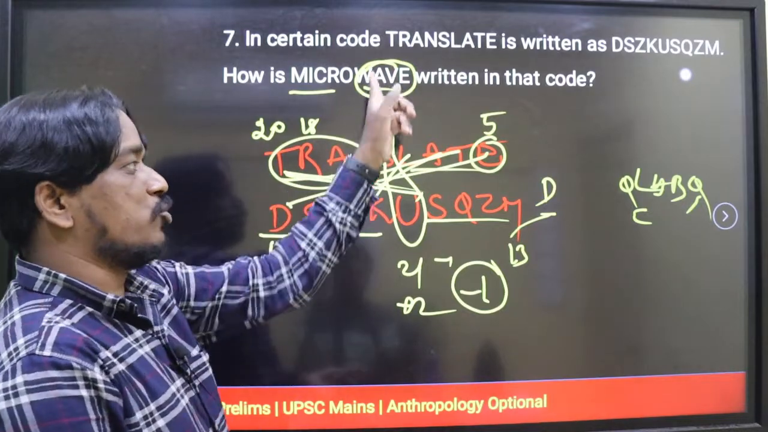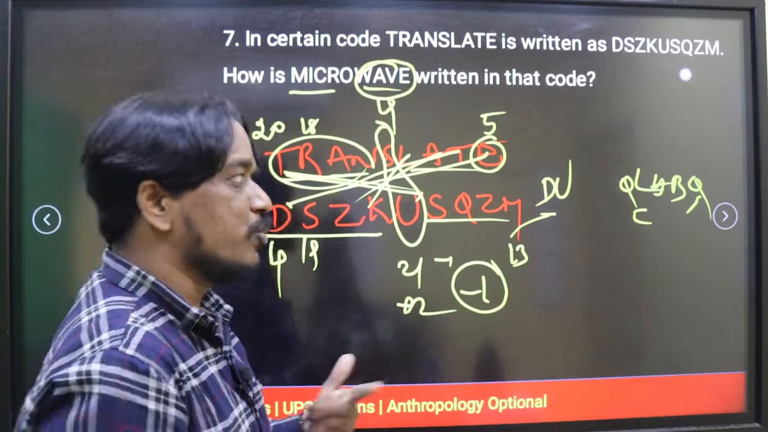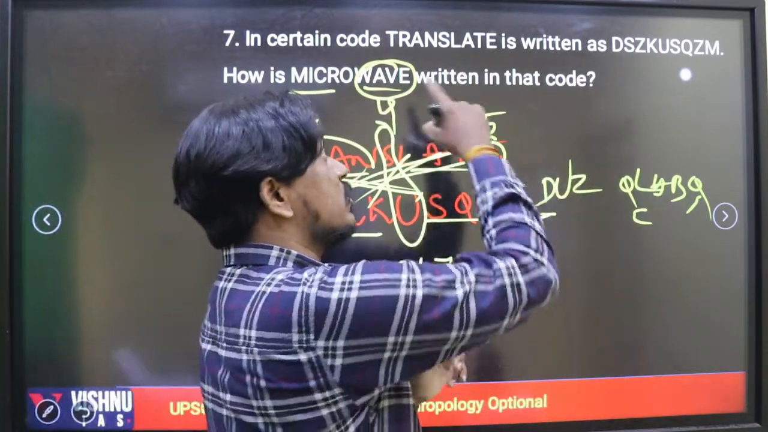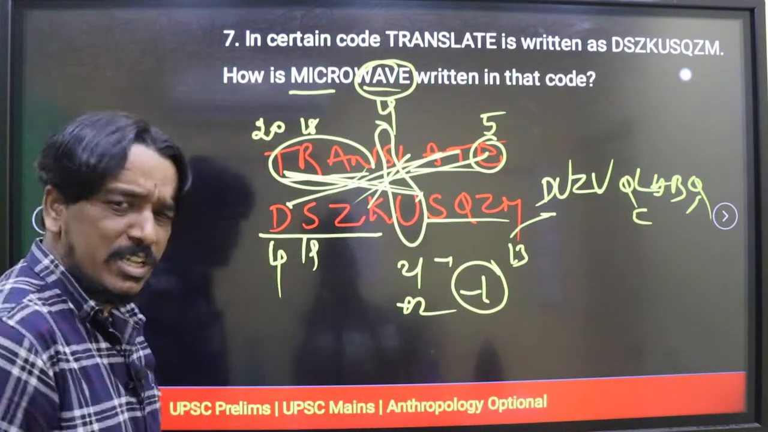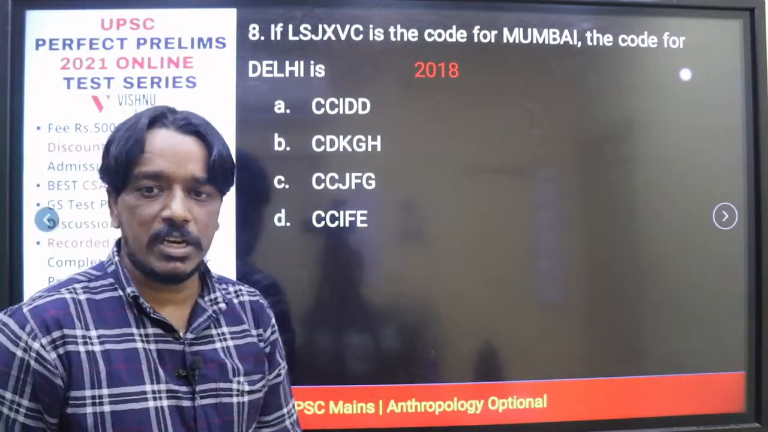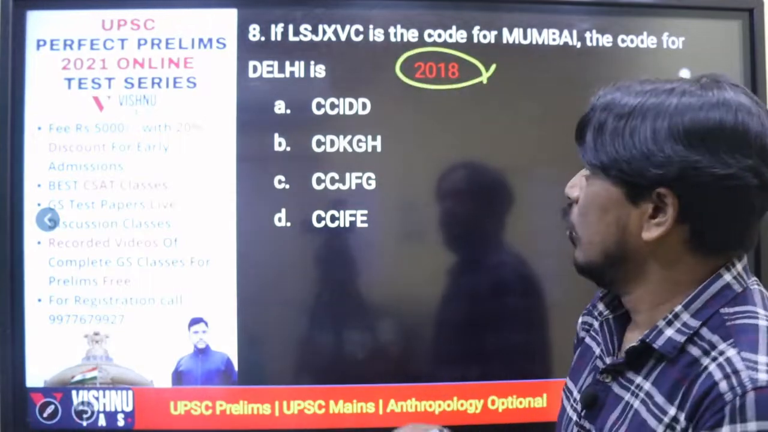V minus 1, 22 minus 1 is 21, U. Next A minus 1, obviously we have to go with Z. Next the last one is W, 23 minus 1 is 22. Like this we can answer this type of question in a very simple and easy manner. Now let's take one previous year question in this model. In 2018 we got this question in CSAT paper 2. Very simple and easy manner we can answer this type of question.